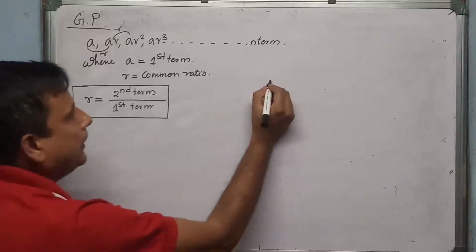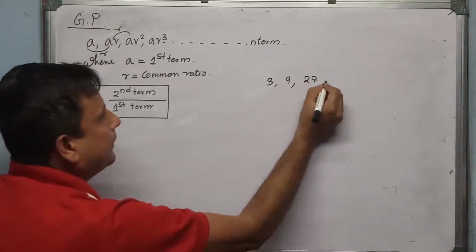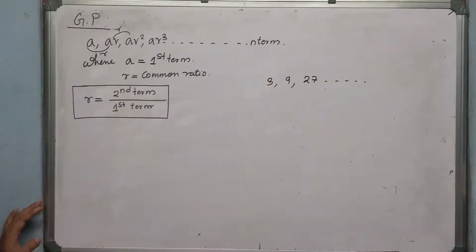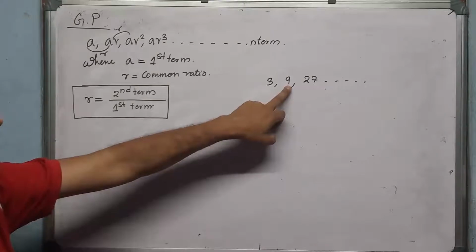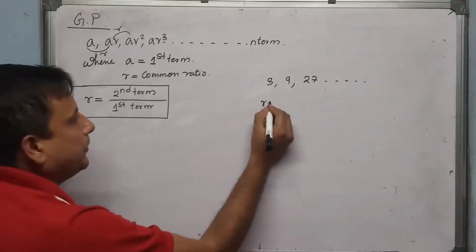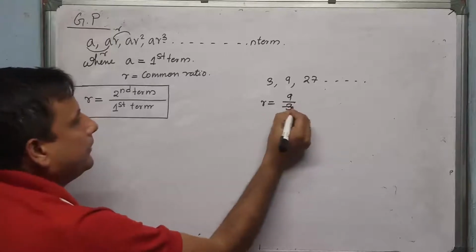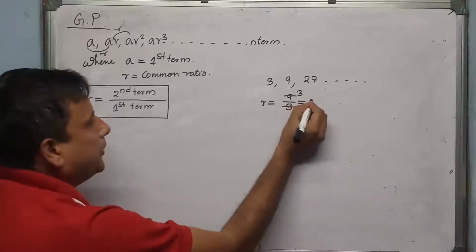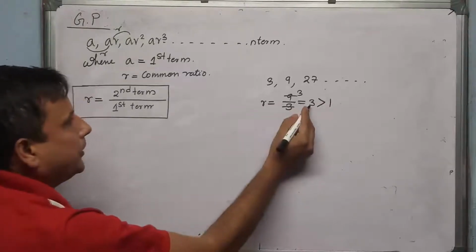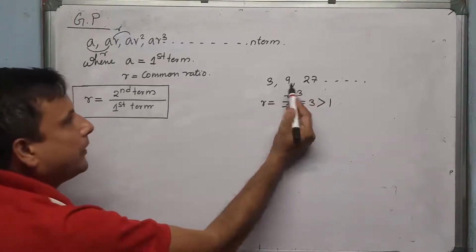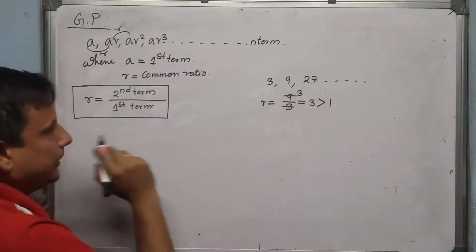For example, let us suppose 3, 9, 27. In this series, the first term is 3, the second term is 9. Then what will be the common ratio here? R is equal to 9 divided by 3. The common ratio is 3, which is greater than 1. Now 27 divided by 9, what will you get? Again 3. That means this series is in GP.